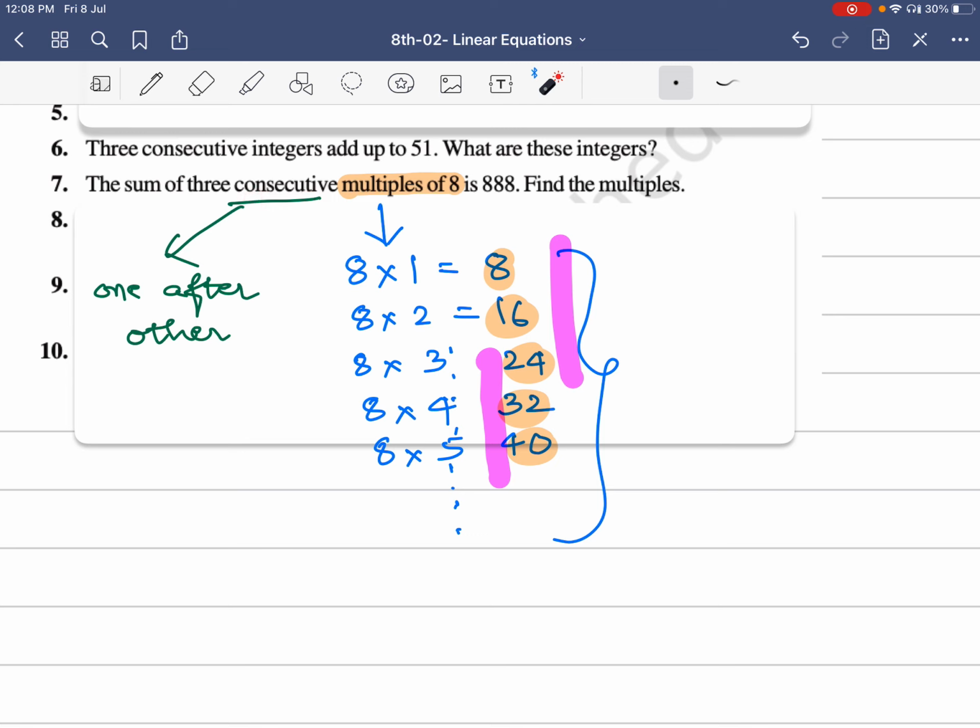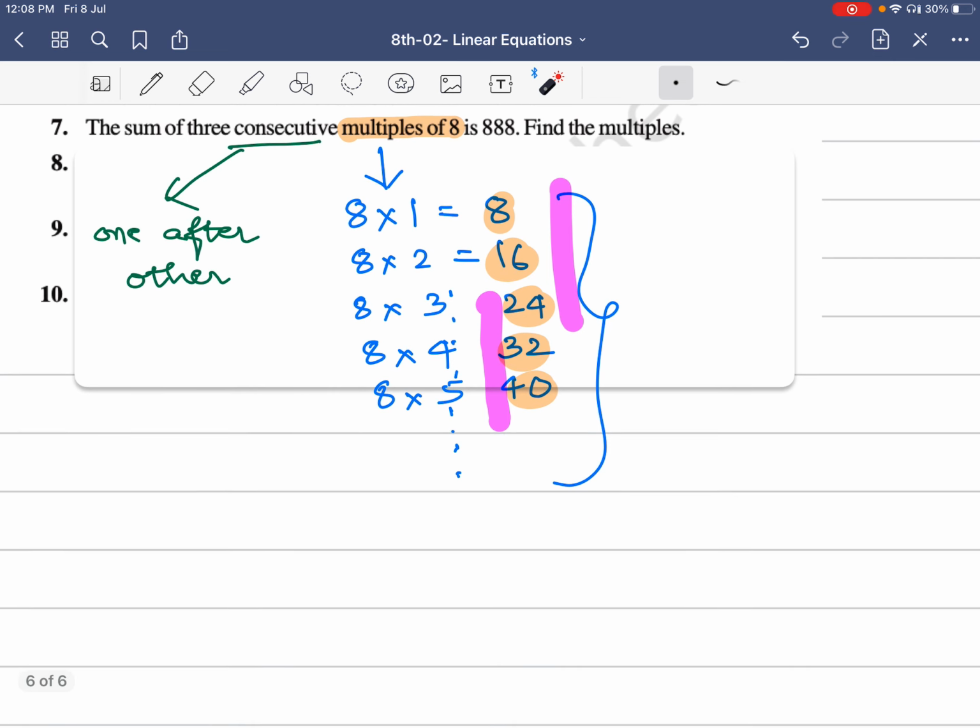Okay, so these numbers are consecutive, so they come after one another, and they are multiples of 8. They are not any random integer numbers. First, try to understand the problem, the concept that the problem is dealing with. In this problem, the numbers are nothing but 3 consecutive multiples of 8. And now we have to find the multiples.